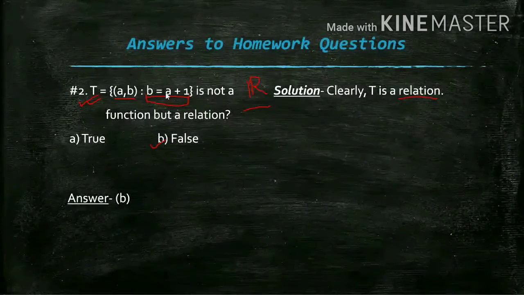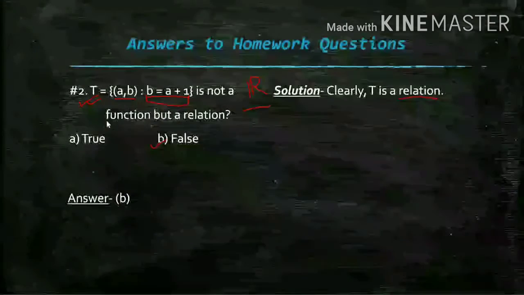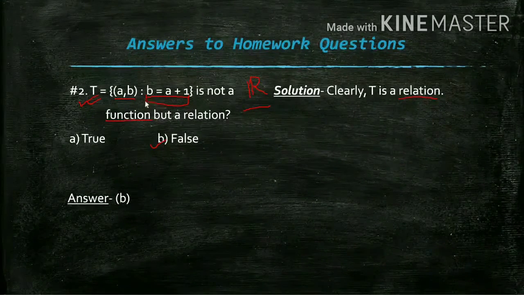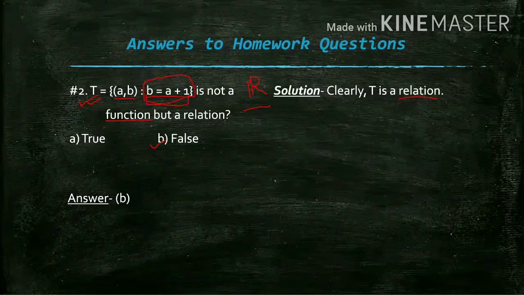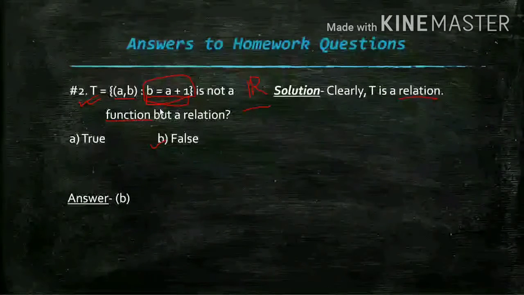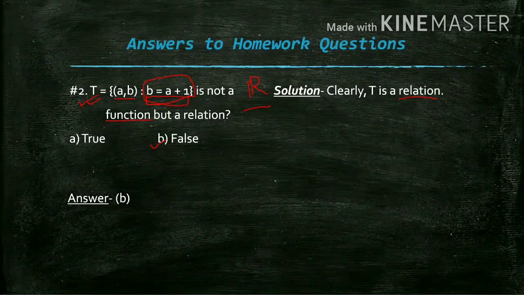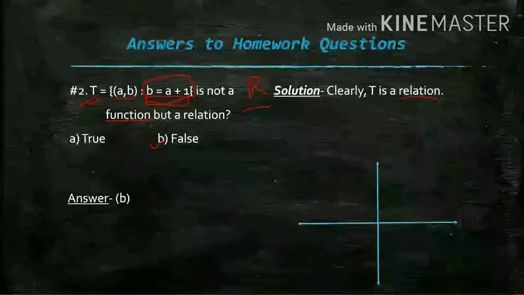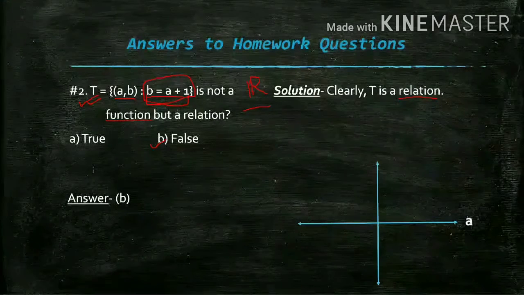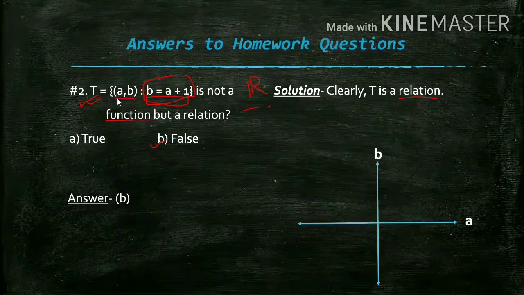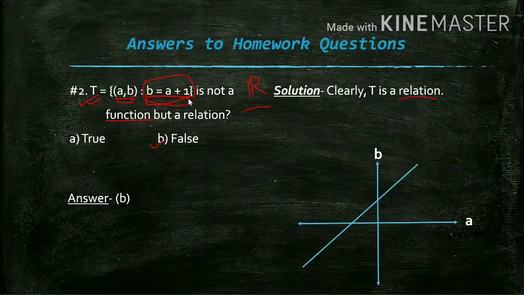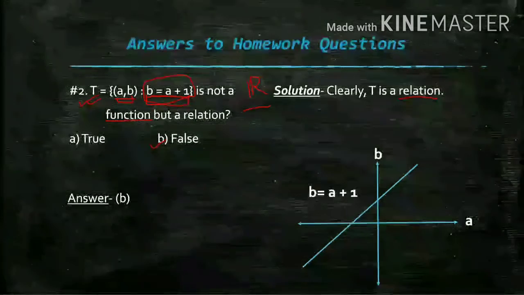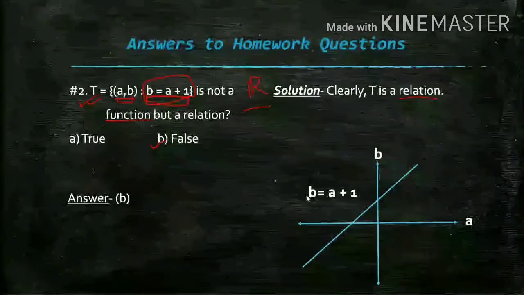Okay. Now again, in order to see whether it is a function or not, we will just draw its graph, like we did in the previous questions, like we did for y is equal to sin x and y is equal to mx. Similarly, we'll do over here. So let me draw the axes first and name them a and b, which is given to me. Now I have to draw this line b is equal to a plus 1. So on plotting the points, I'll get this line, b is equal to a plus 1.